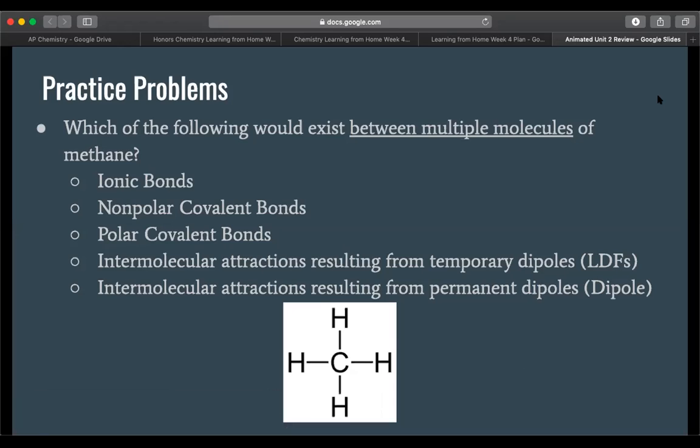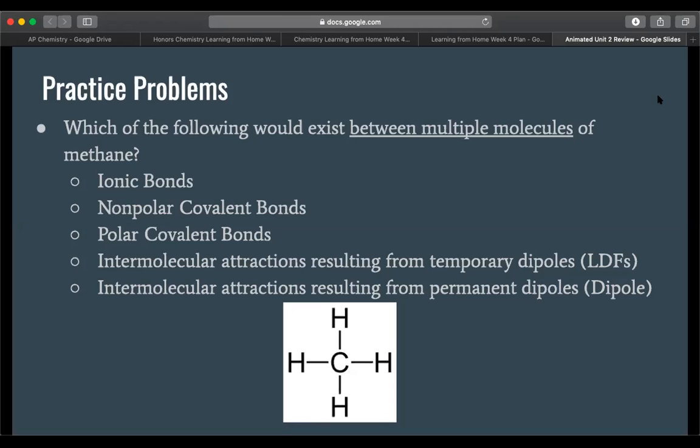Are you going to have non-polar covalent bonds between molecules? No, again, not between molecules. Can you have polar covalent bonds between molecules? No. Again, those first three things are bonds inside compounds. But between molecules, you're going to have one of the next two things: intermolecular attractions resulting from temporary dipoles, or intermolecular attractions resulting from permanent dipoles.